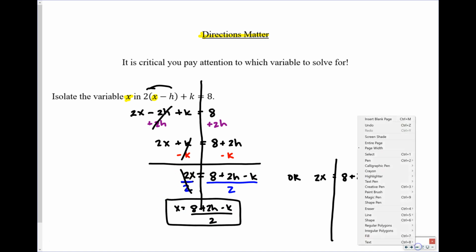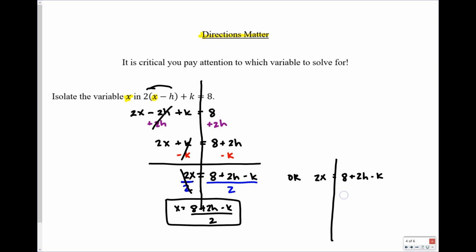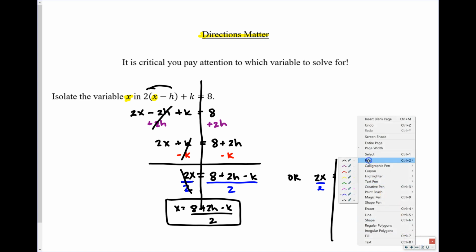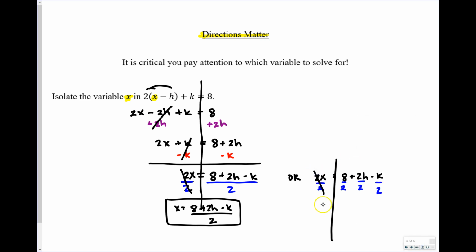The other way, and I'm not sure what they'll want later, is to divide every single term by 2, which is really the same thing. That's really what you're doing. So your final answer would look like this: this would cancel out, and you'd have x equals 8 divided by 2 is 4. These two cancel out, and you get plus h, and this becomes minus k over 2.